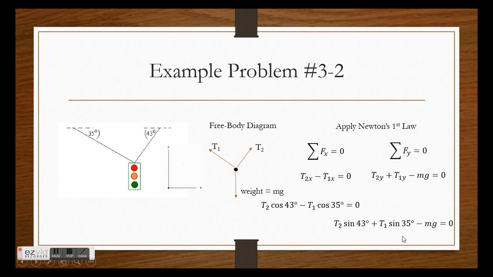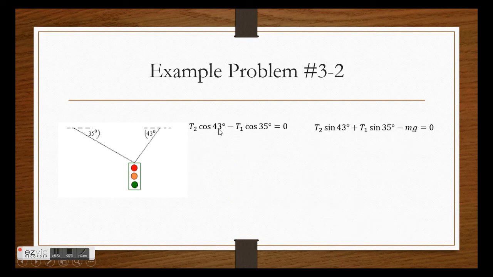So here's my two equations, the x equation and the y equation. So this is a system of equations problem, very similar to what we looked at with our projectile motion. The trick to doing a system of equations problem is to solve one equation for an unknown and substitute it into the other one. The one that's easiest to solve for an unknown is the one on the left. So I'm going to add T1 cosine of 35, and then I divided everything by the cosine of 43, just solved it out for T2.